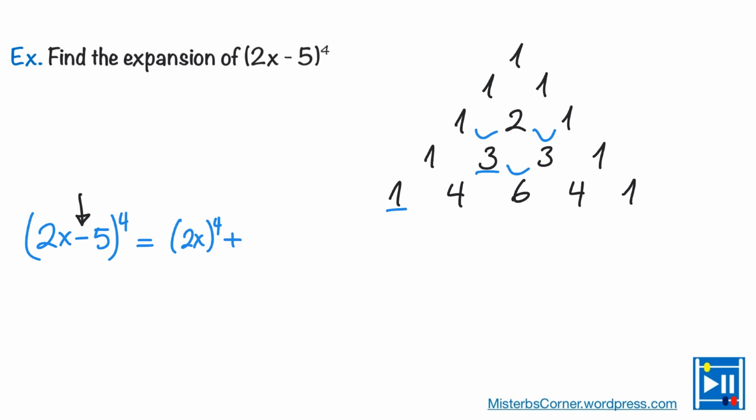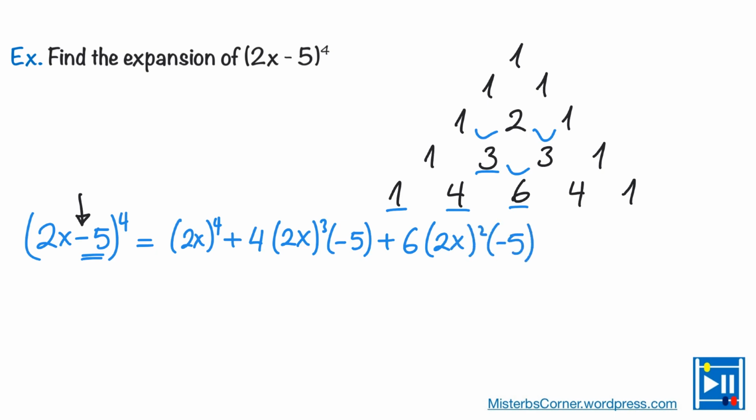So it's 2x to the power of 4 plus, now it's going to be 4 times 2x cubed, and then I will have minus 5 as the second term. And then I go like plus, I have 6 as coefficient, I have 2x squared, and then I have minus 5 squared, right? It's going to be plus 4 times 2x times minus 5 cubed, and the last term here will be plus, again the coefficient is 1, so I don't write it, and I don't have 2x as a term anymore. I'll have minus 5 to the power of 4.